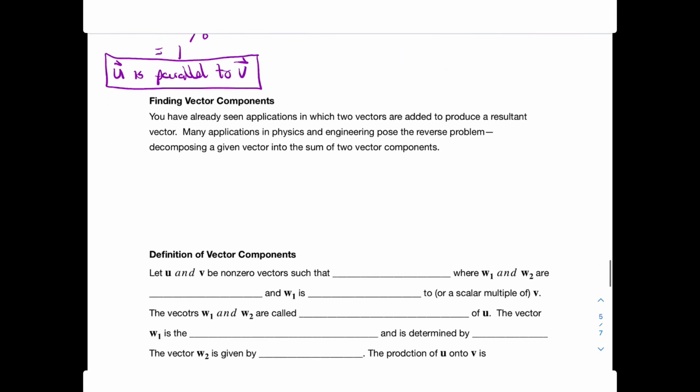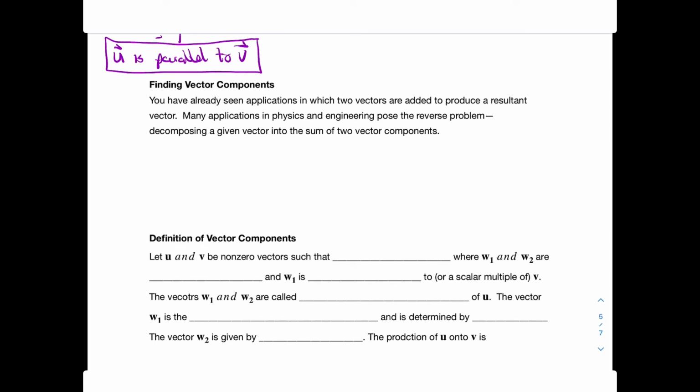The last two things we're going to learn are how to find the vector components and how to find the projection of a vector. To help you do this, because most of the time we're going to use this application in word problems, we're going to go back to that boat problem that we did last video.